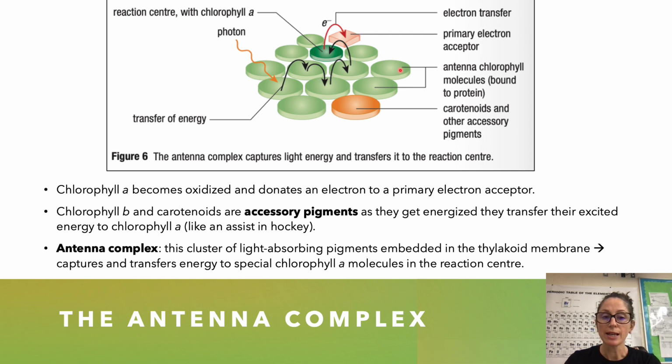Chlorophyll B and carotenoids are accessory pigments. So they get energized, they transfer their excited energy to chlorophyll A. So this is like an assist in hockey. And then we have the antenna complex. So this is the entire cluster of light absorbing pigments. And again, these are embedded in proteins that are embedded in the thylakoid membrane. They capture and transfer energy to special chlorophyll A molecules in this reaction center.